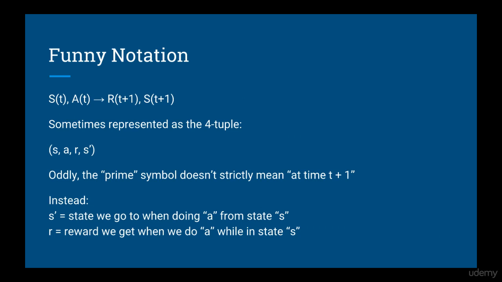Now here's some funny notation. We know that being in a state, S of t, and taking action, A of t, will lead us to the reward R of t plus 1 and the state S of t plus 1. But when we drop the time indexes, we represent this four-tuple as S, A, R, S prime. We don't prime the R as you'd expect, which is odd, but it's standard notation. So the prime does not mean at time t plus 1.